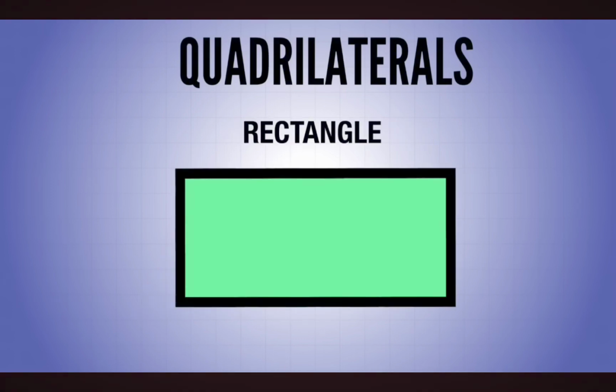The rectangle is a parallelogram with four right angles. So what that means is this line is parallel with this line, and this line is parallel with this line. But it also means that we have our four right angles: 1, 2, 3, 4. So that's what makes it a rectangle here.